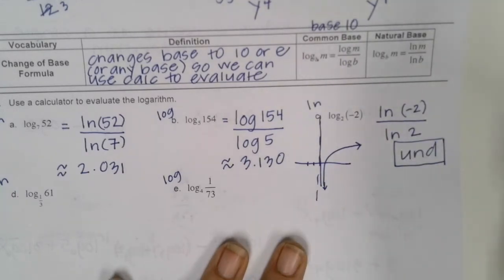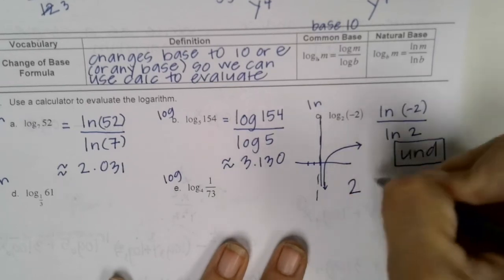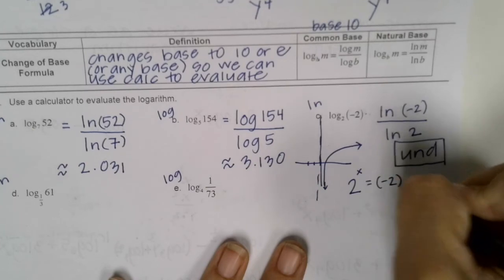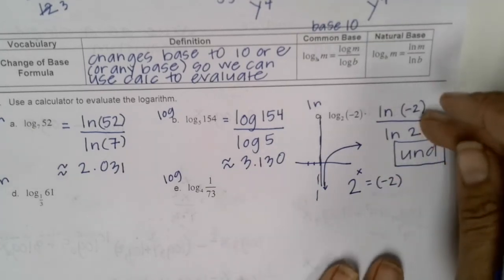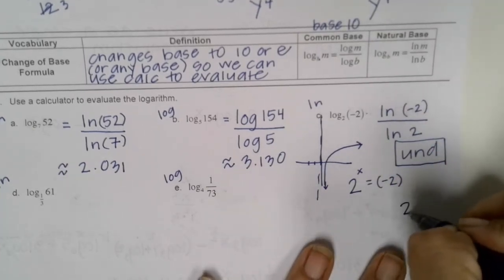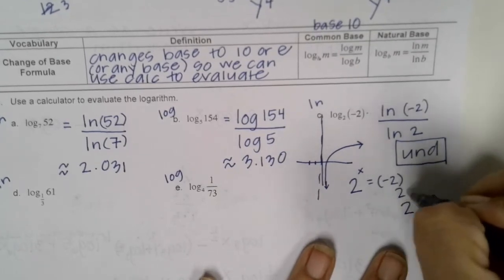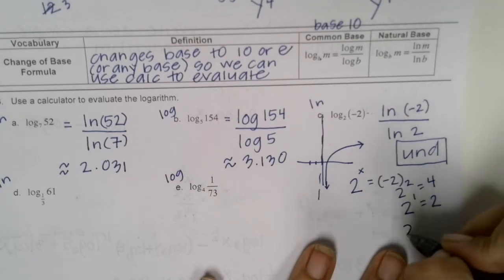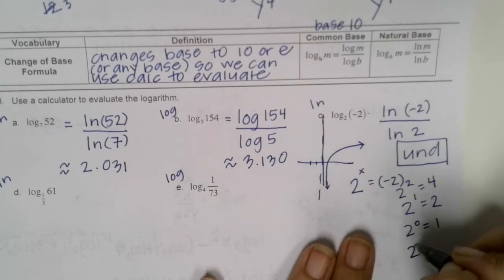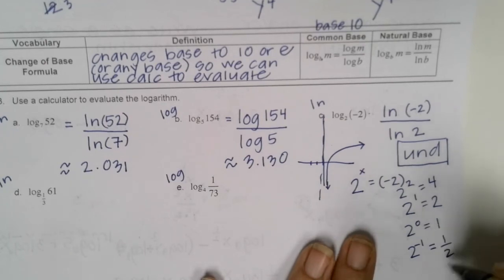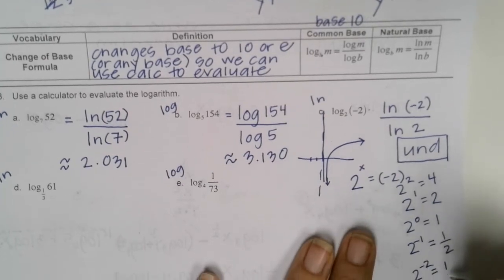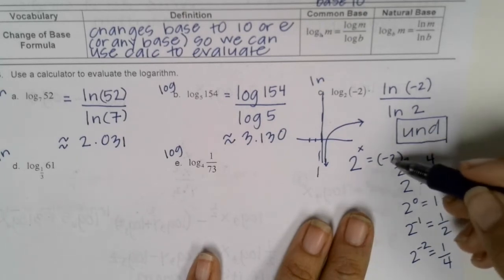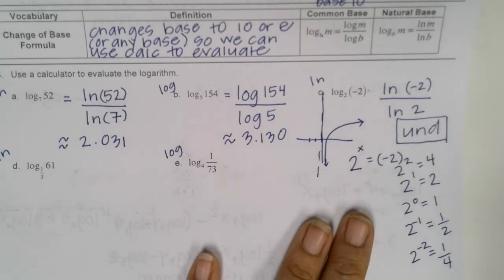The algebraic approach to understanding why this is undefined is me asking you 2 to what power equals -2. And we've kind of already talked about this. This can't happen because 2 to the first power is 2, 2 to the second power is 4. These numbers are just going up. 2 to the 0 power is 1. If I do 2 to the -1, I get 1/2. 2 to the -2 is 1/4. So if you look at all these outputs, am I ever getting a negative output? No. So that's why it's undefined.